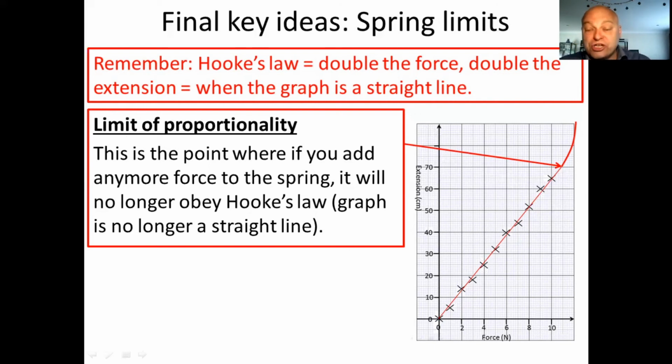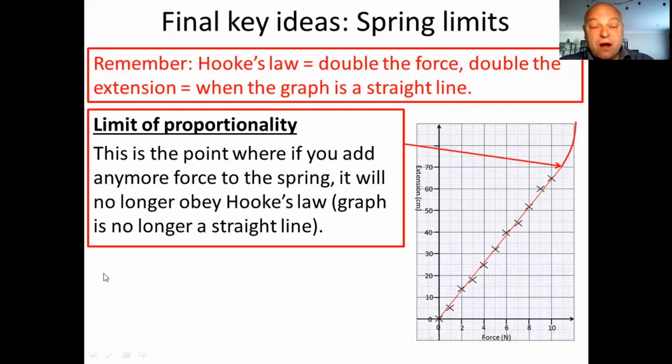So the limit of proportionality for this particular one would have been at 11. 11 newtons was its limit of proportionality. Or you could express it, its limit of proportionality is when it got to 70 centimeters long. So that's what we mean by limit of proportionality. It's when the graph actually stops being a straight line.